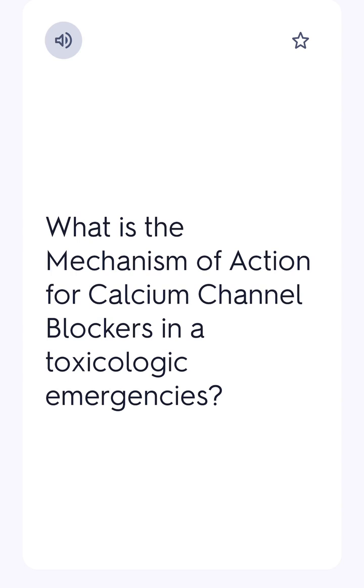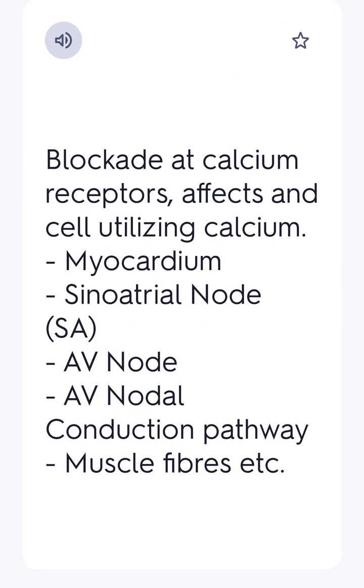What is the mechanism of action for calcium channel blockers in toxicologic emergencies? Blockade at calcium receptors, affects any cell utilizing calcium: myocardium, sinoatrial node, AV nodal conduction pathway, muscle fibers, etc.